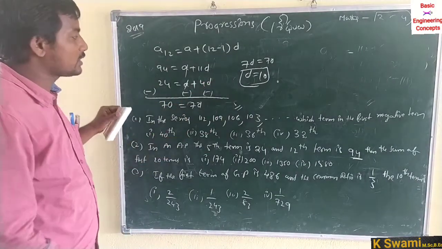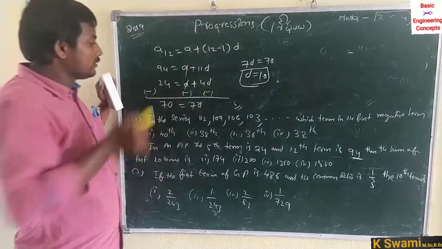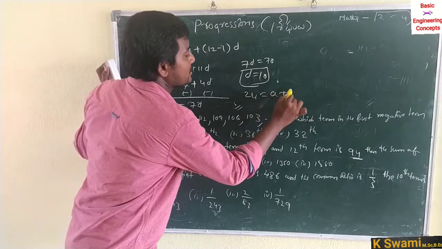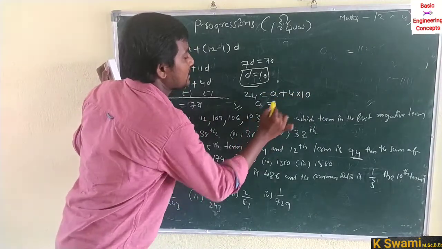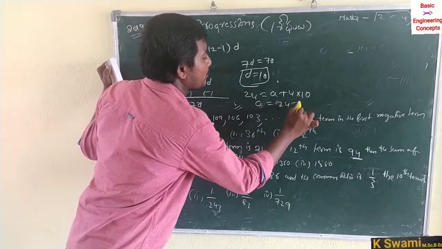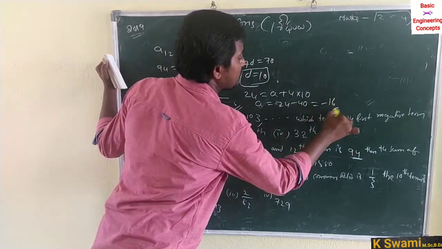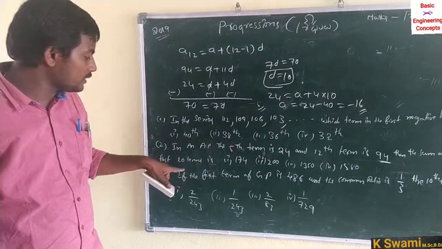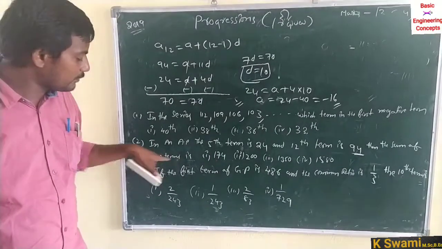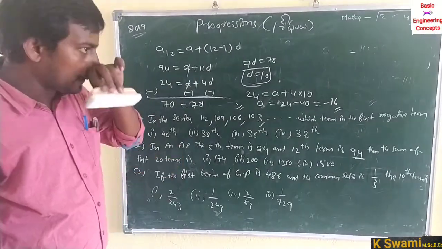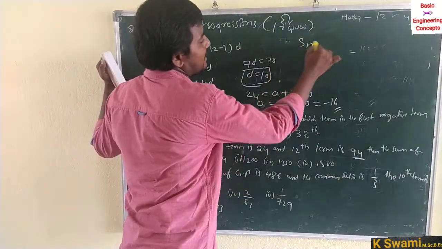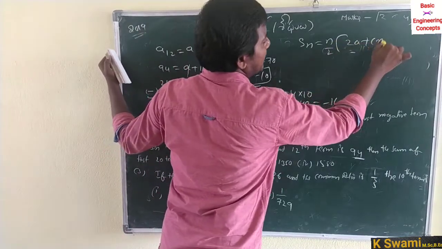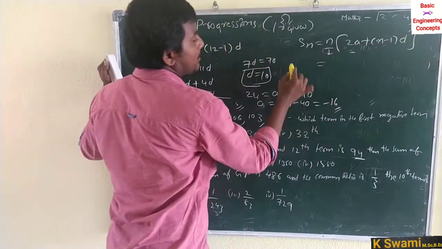And also find the first term. Substitute 10 in 24 is equal to A plus 4D. 24 is equal to A plus 4 into 10. So A is equal to 24 minus 40, that is equal to minus 16. Now find the sum of the first 20 terms. We know the formula Sn is equal to n by 2 into 2a plus n minus 1 into d.